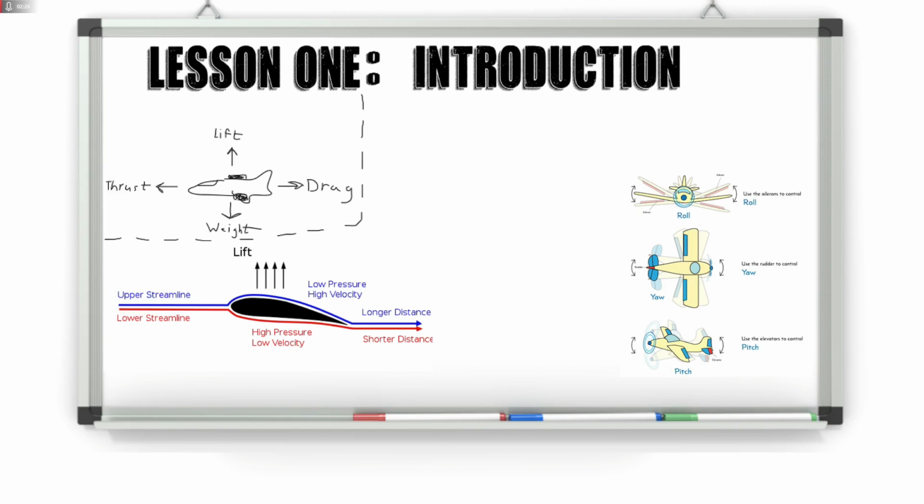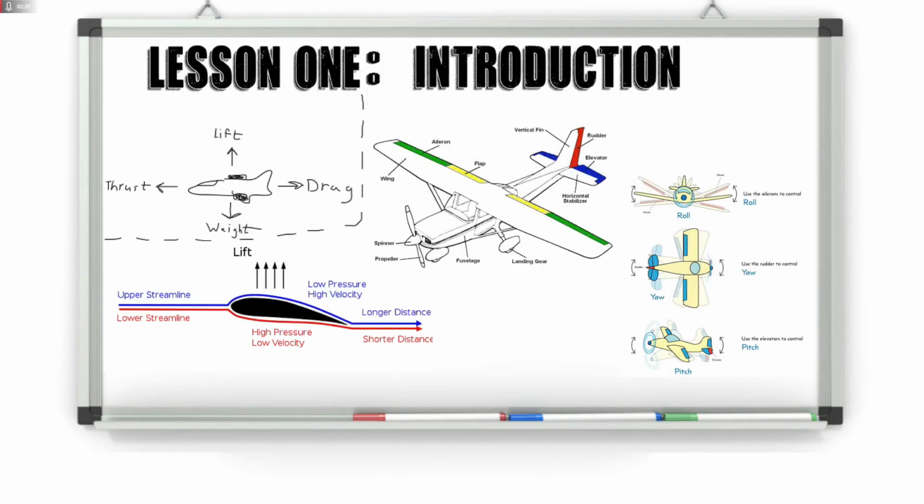Now let's look at different parts of the airplane that influence some of these forces. This is the model of a Cessna 172. We will be focusing on only this airplane as it is the most appropriate for beginners. These are the primary parts of the Cessna 172.